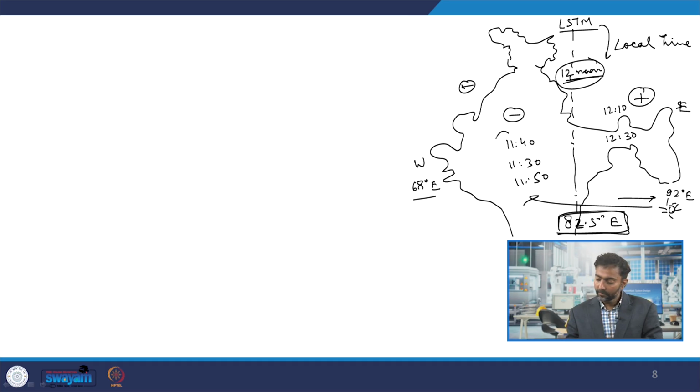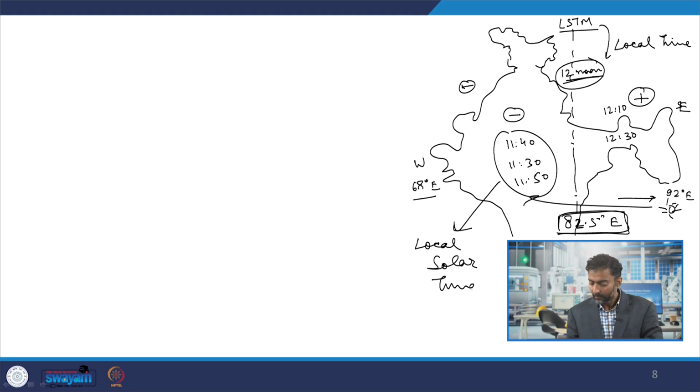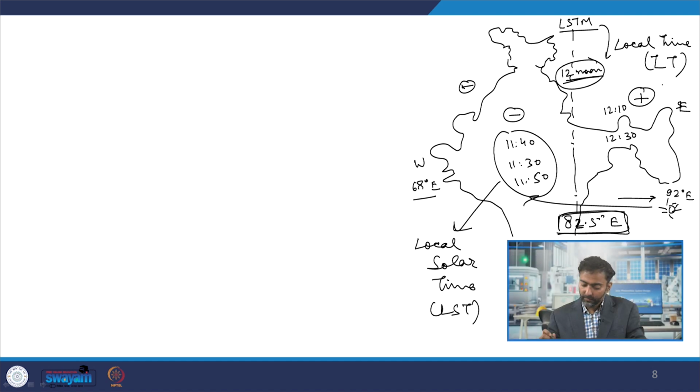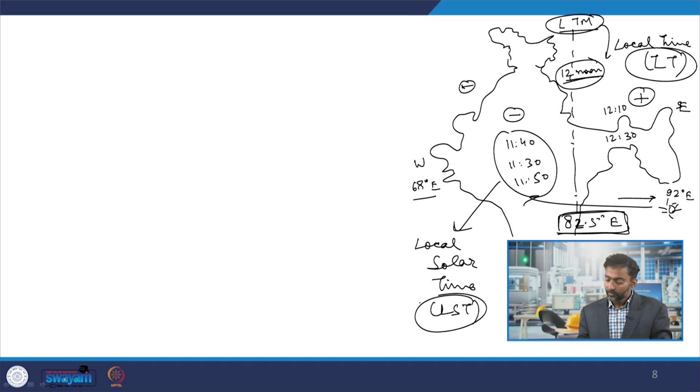And the solar time as the local solar time, in short LST, and this is LT. Or to ease out the confusion, you can maybe just call it simply the local time meridian, LTM and LT, because they appear similar, whereas LST is the solar time. So now what we can say is that we need to correct for time.